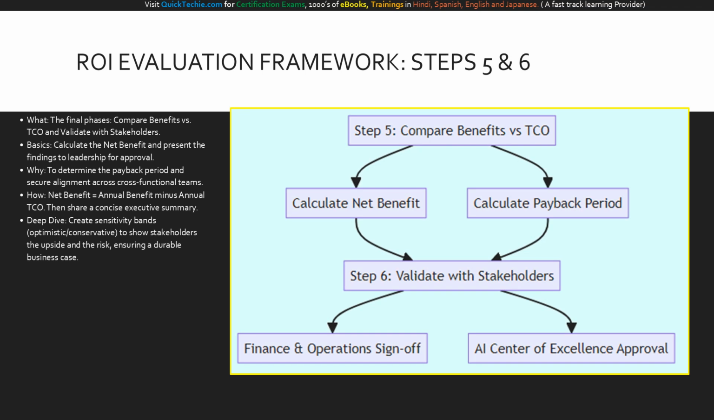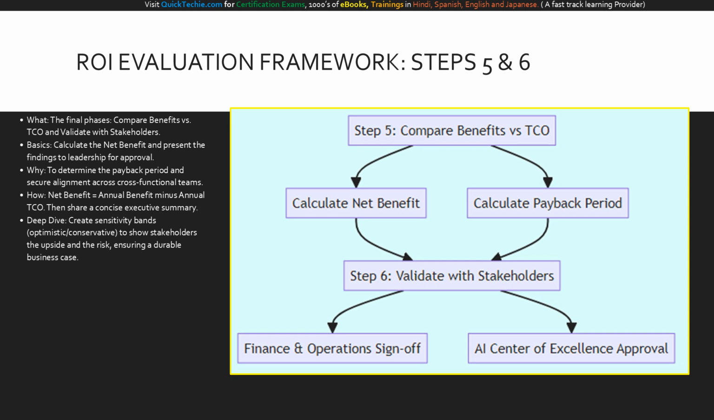We conclude our framework with steps 5 and 6, compare benefits versus TCO and validate with stakeholders. What happens here? You finalize the math and build the business case. The basics involve calculating the net benefit and presenting these findings to leadership. Why do we do this? To determine crucial financial metrics like the payback period and to secure alignment across your cross-functional teams.